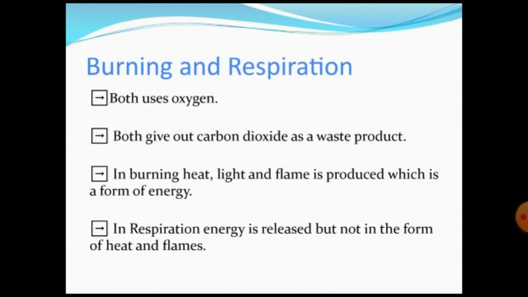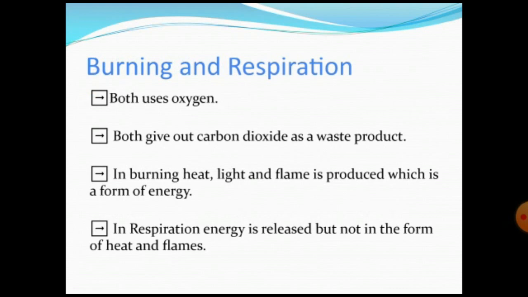How? Number 1, they both use oxygen. In burning, the fuel is burnt in the air. The fuel is either oil, petrol, or gas. It burns in the air in which oxygen is present. Whereas in respiration, the food is burnt with the help of oxygen. The food is broken down with the help of oxygen. So they both use oxygen in their processes.